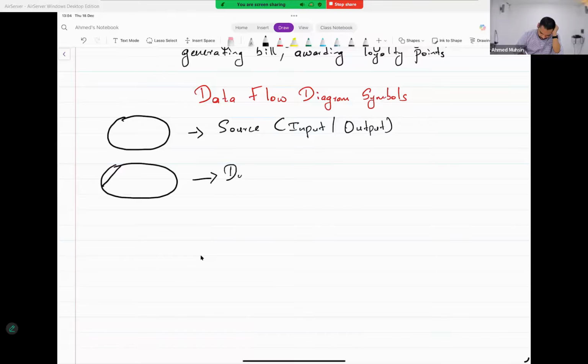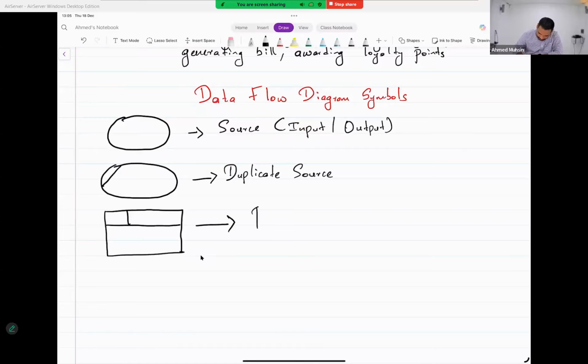Duplicate source. Normally it is used when you have a large diagram. Then we have process. Data storage.